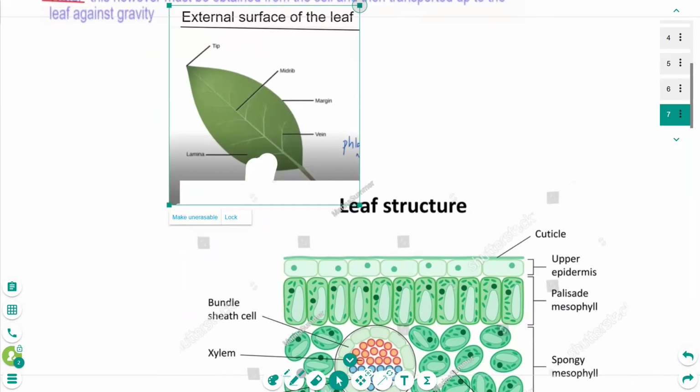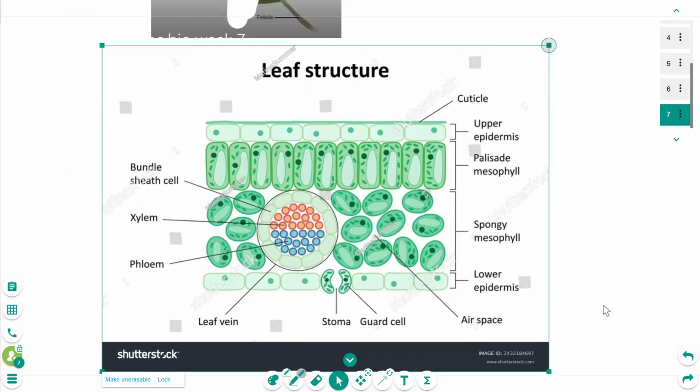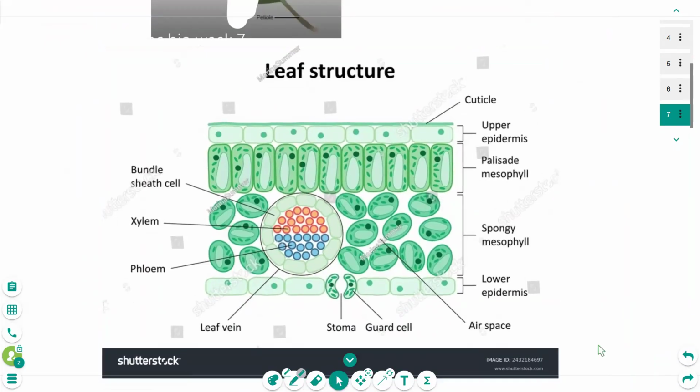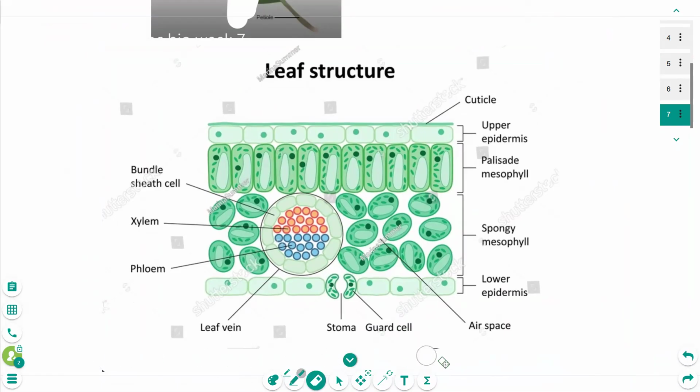So let me just make this bigger, because the internal structure we need to know. I'm going to ask you to ignore the watermarks from Shutterstock. All right, let us focus now on the internal structure. If you got a leaf and actually put it under a microscope, guys, this is what you'd see. Even though the leaf looks so flat and so thin, it actually has multiple layers inside of it.